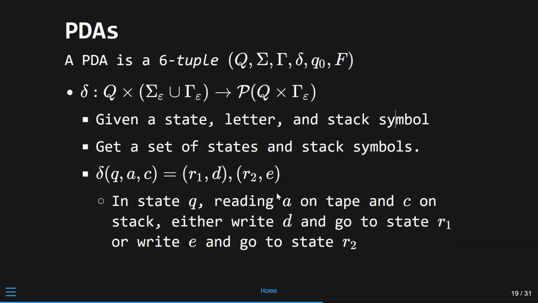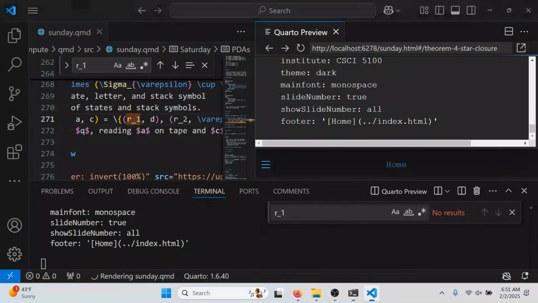In state Q, reading A on the tape and C on the stack, either write D and go to state R1, or write nothing and go to state R2, I should say.